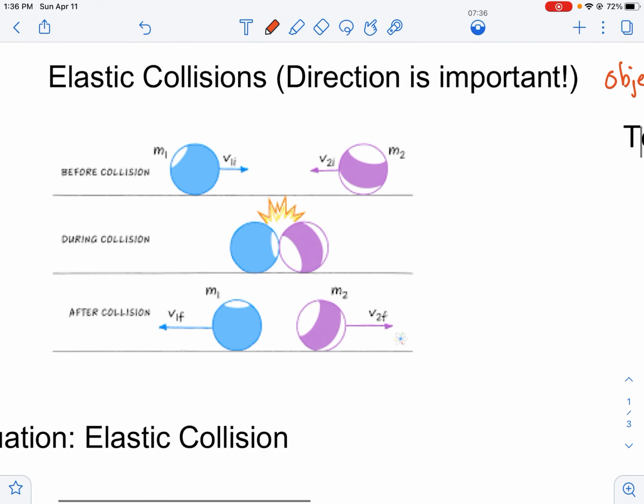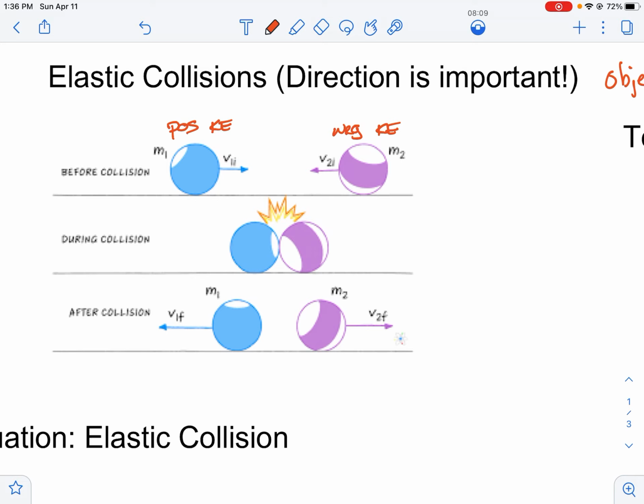I have a blue, it looks like a billiard ball maybe, or a pool ball, and a purple pool ball. So let's think about the direction again, okay? Is the blue ball positive or negative before the collision? Good. This has positive kinetic energy. How about the purple ball? Yep, this one has negative kinetic energy, right? It's all about direction. Now, if you want to switch those directions, positive and negative, you could, but I'm going to leave it like this.